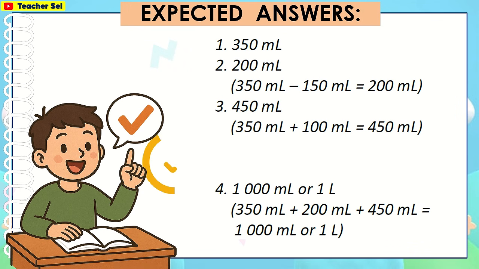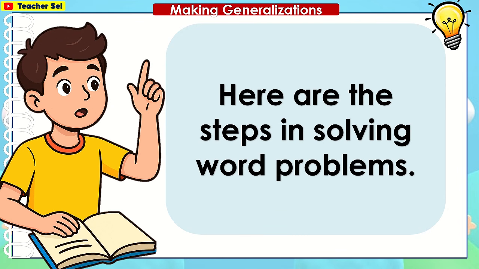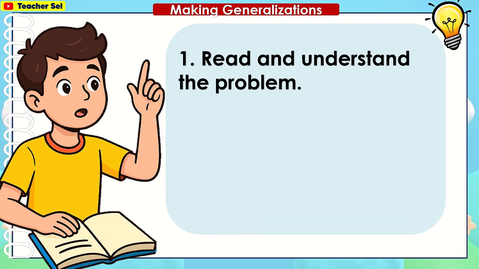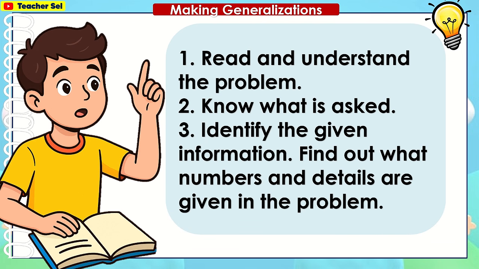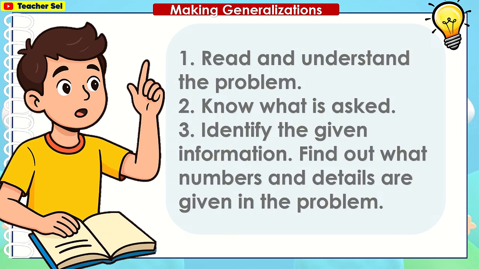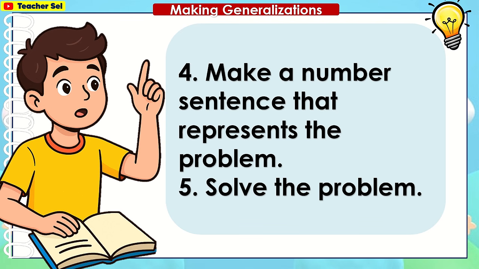Here are the expected answers. Here are the steps in solving word problems. Read and understand the problem. Know what is asked. Identify the given information. Find out what numbers and details are given in the problem. Make a number sentence that represents the problem. Solve the problem.